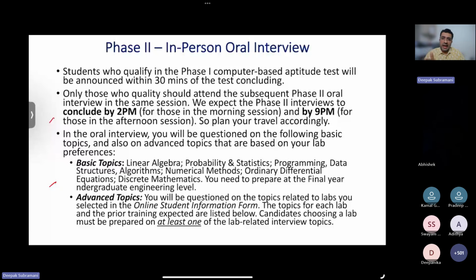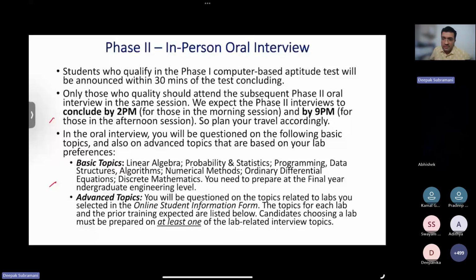Then, based on the labs in the brochure, those faculty would have given you some advanced topic. There might be questions in those advanced topics, especially if you have selected the ECS labs. There will be advanced topics based on the topics that faculty have listed in the brochure, during your oral in-person interview. All right. So that is phase one and phase two of the interview.